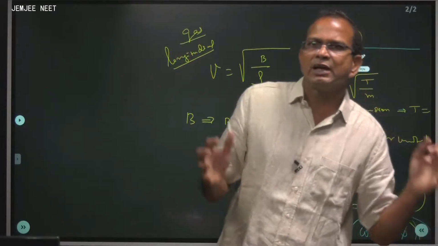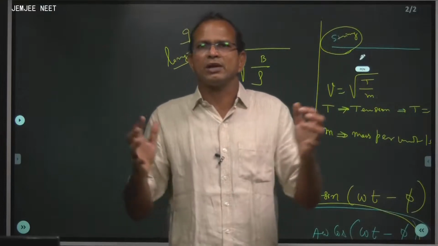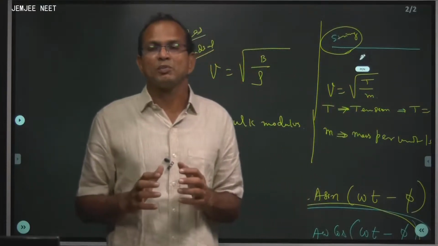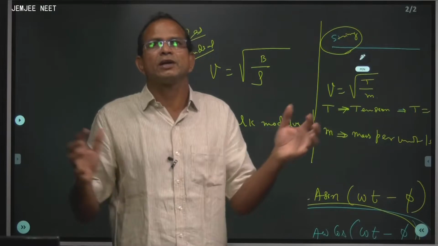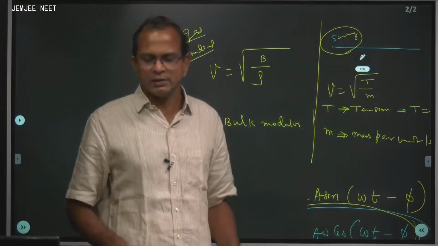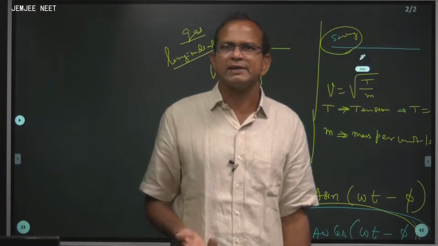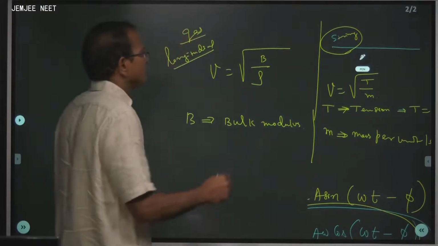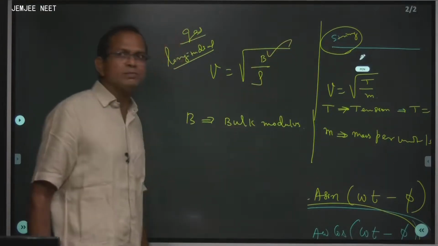Bulk modulus: if I compress all together, it tries to come back. So gases have that property. If you compress them, they try to come back. If you leave them, they want to expand. But they don't have rigidity, they don't have Young's modulus, but bulk modulus they do have. What is the bulk modulus formula?